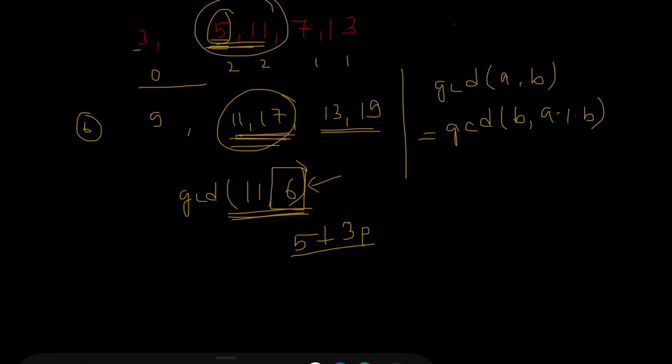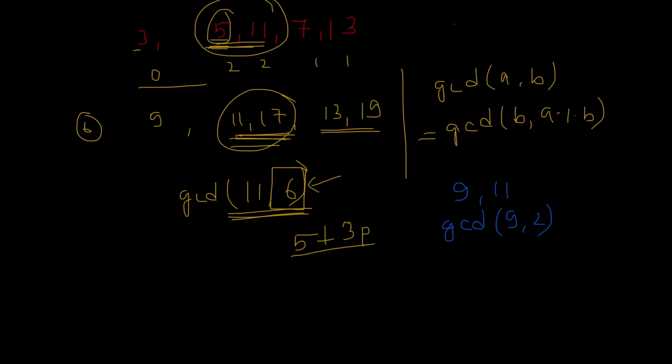Now if I take another pair, let's say 9 and 11 here, I can write the GCD as 9 comma 2. Here 2 is the difference between the original numbers 3 and 5.